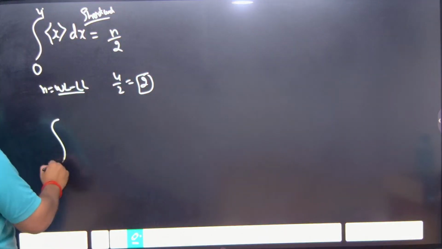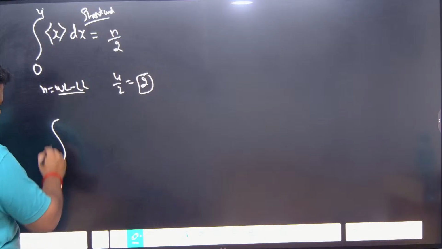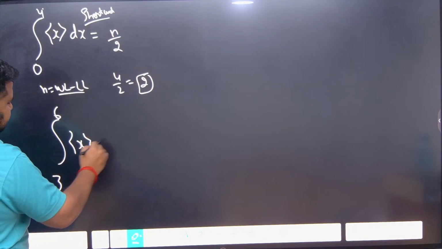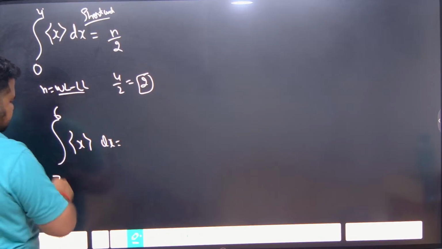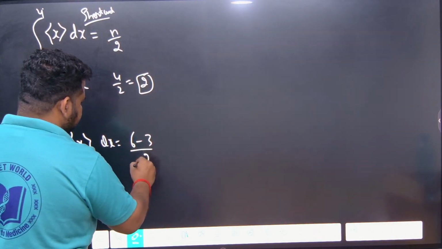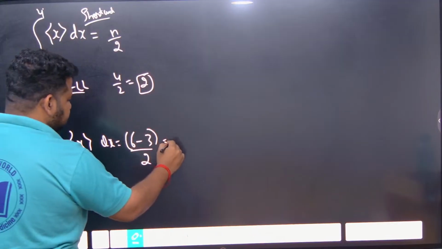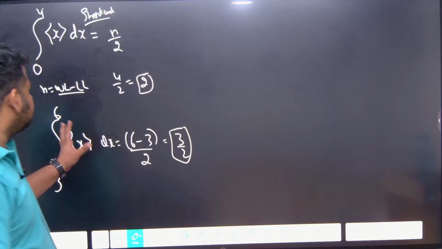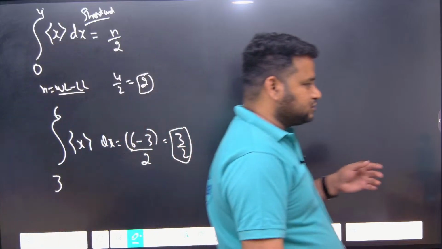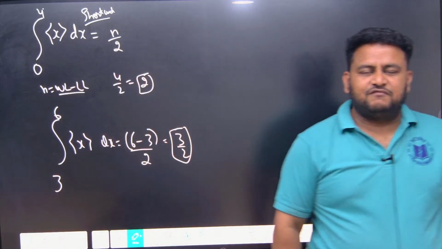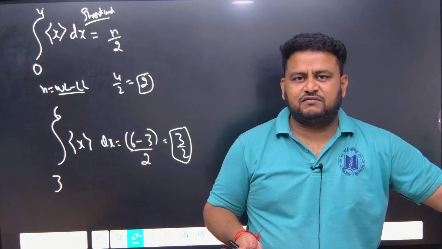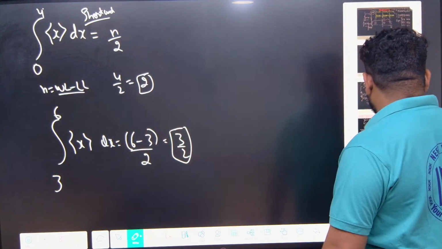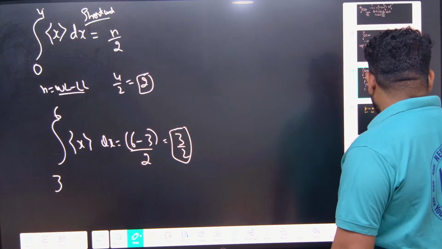Suppose they have given 3 to 6 fractional value of x dx. So the answer will be 6 minus 3 by 2, because n is 6 minus 3. So this will become 3 by 2. 3 by 2 will be the answer. Clear, friends? This is the way you will solve the questions if it is given on fractional value of x, fractional function.